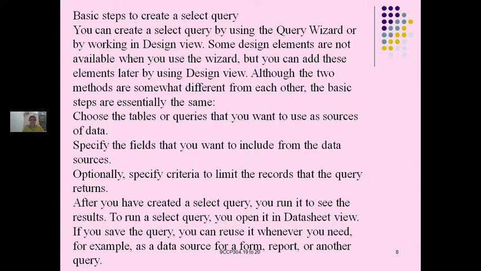Some design elements are not available when you use the wizard, but you can add these elements later by using design view. Although the two methods are somewhat different from each other, the basic steps are essentially the same. Choose the table or queries that you want to use as the source of data. Specify the fields that you want to include in the data source. Optionally specify criteria to limit the records that the query returns.